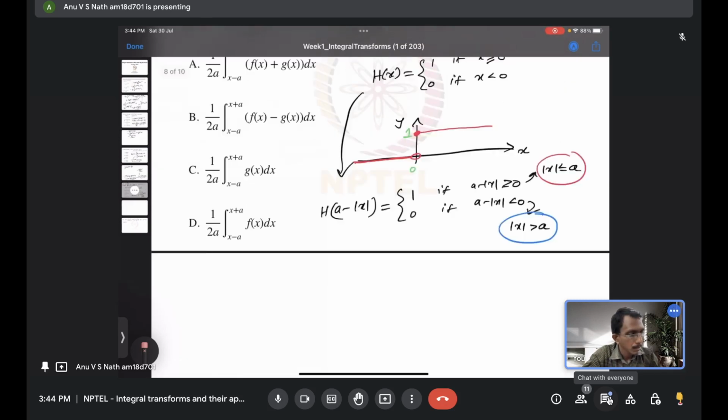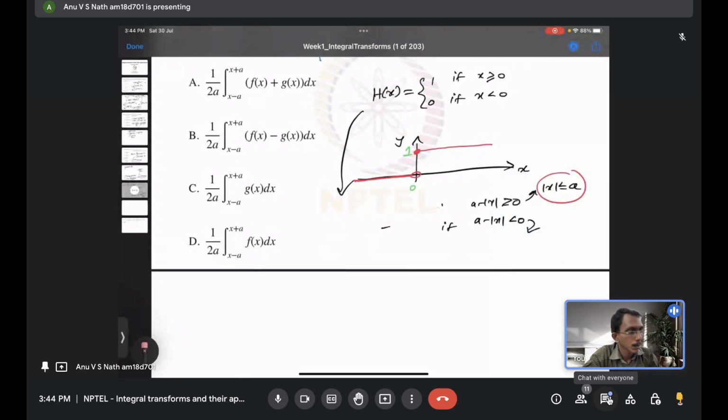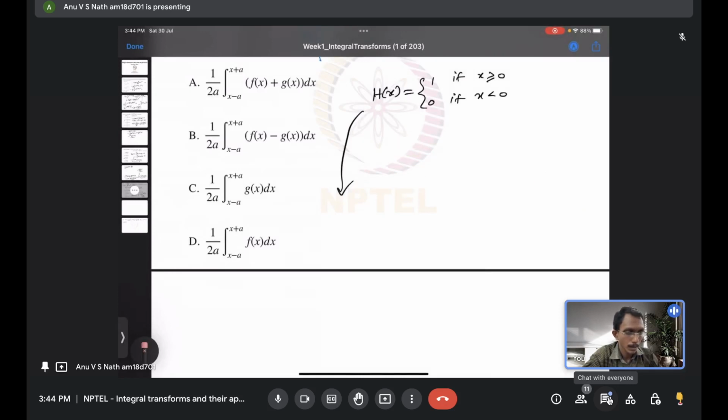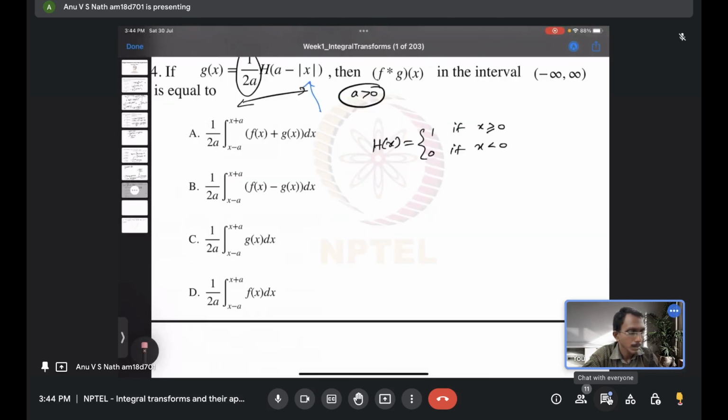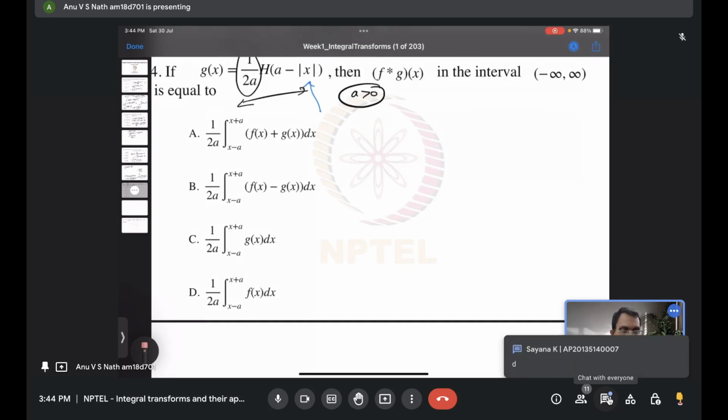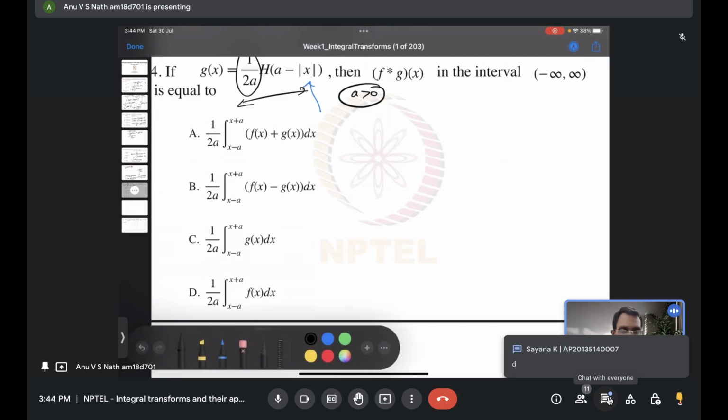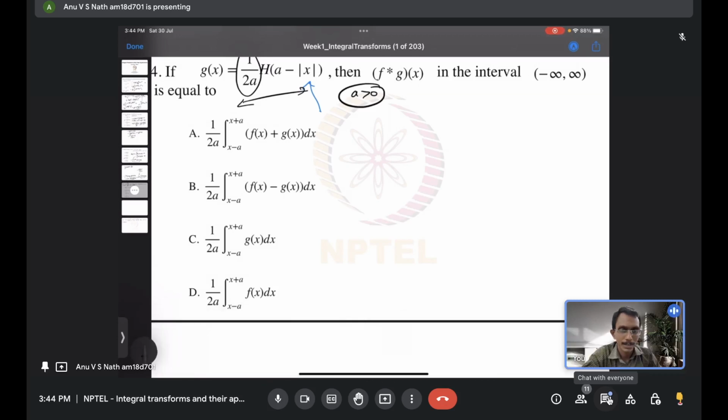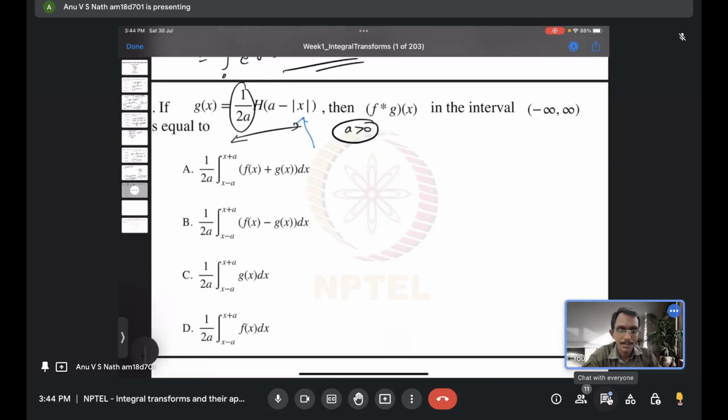Okay, so I hope you have tried this problem. Anyway, I will go through it. Nobody has come up with an answer. In case you found the answer, you can at least put it in the chat box. Somebody came up with an answer, says option D. Anyway, anyone else? Okay, let me go through it, then we'll see if it is correct or not.